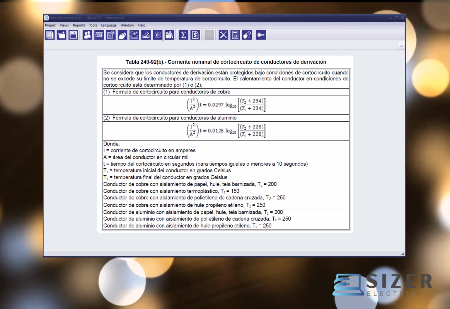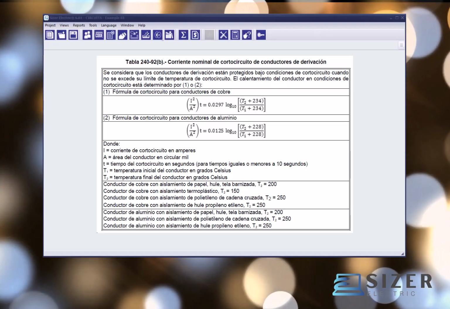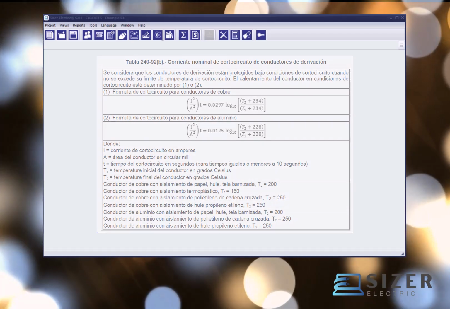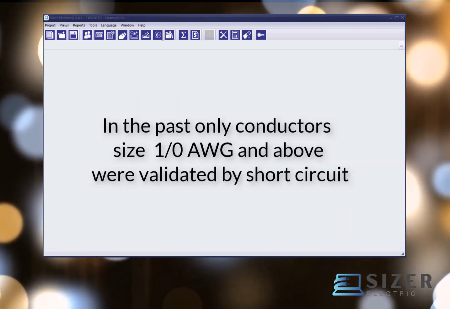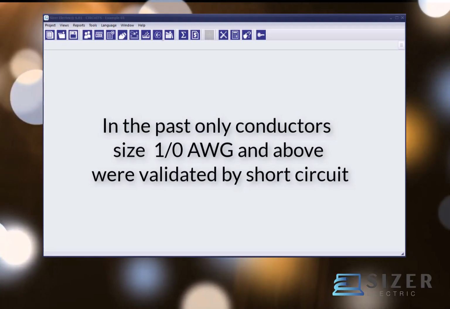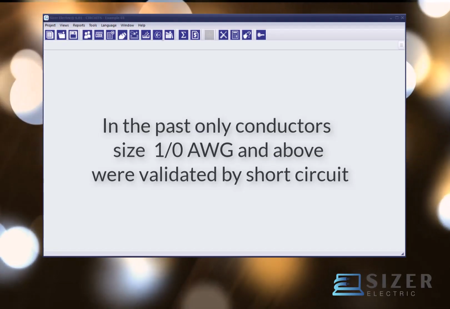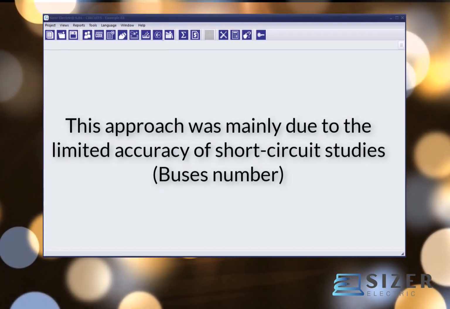equation included in Table 240-92b of the code, titled Short Circuit Current Rating of Branch Circuit Conductors, is applied. In the past, common engineering practice required verification only for conductors sized 1/0 AWG and larger, as well as medium voltage conductors. This approach was mainly due to the limited accuracy of short circuit studies.